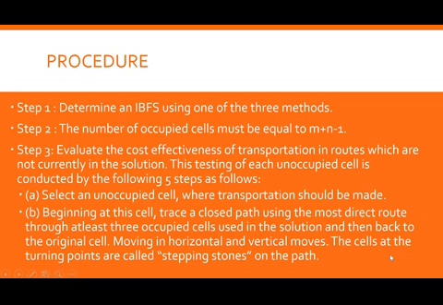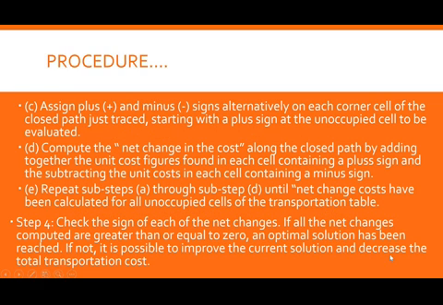Okay? Now we'll see the substep C. What does substep C say? Assign plus and minus signs alternatively on each corner cell of the closed path just traced, starting with plus sign at the unoccupied cell that has to be evaluated. This is nothing different from assigning plus theta and minus theta in your Modi method. After generating the path, you are supposed to put plus and minus sign.